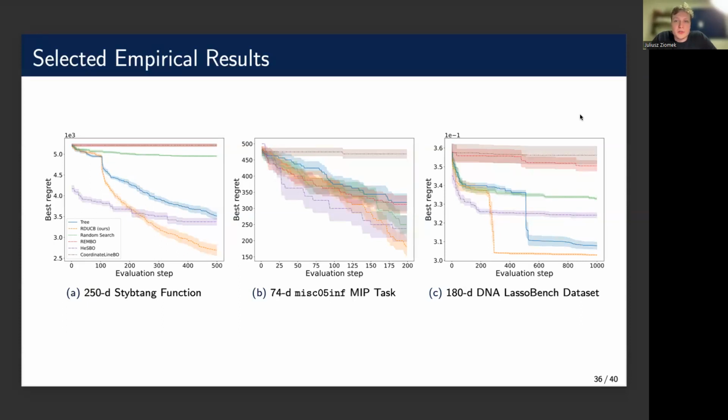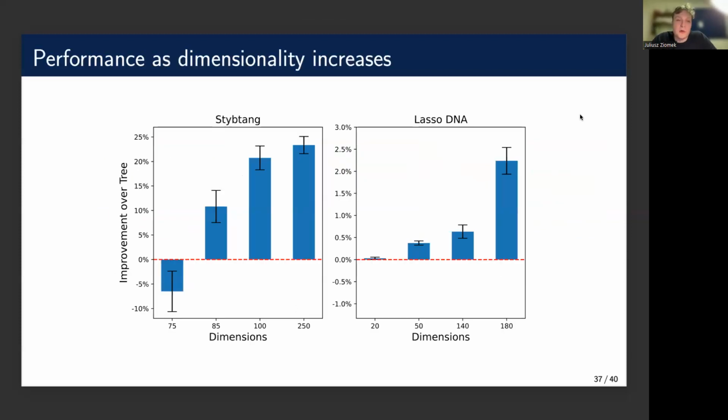And later on, we also did an ablation study where we showed how much of an improvement over the tree algorithm our algorithm brought when the dimensionality of the problem was changed. So we artificially changed the dimensionality of the Styblinski-Tang problem and the LassoDNA problem, and we measured the improvement our algorithm brought over the tree algorithm. And what we observe is that the higher the dimensionality of the problem, the higher was the percentage of improvement in terms of the absolute regret over the regret achieved by the tree algorithm.